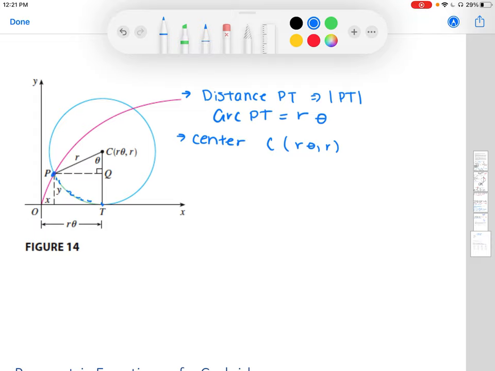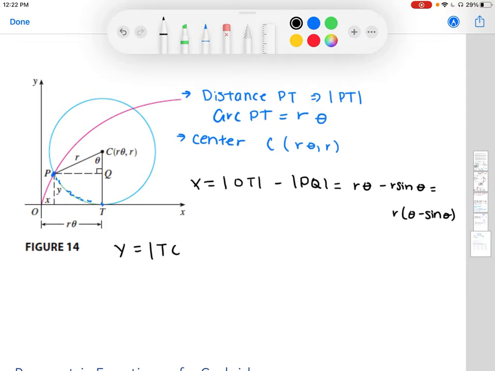So with that, we can label these coordinates, where x is equal to our distance from O to T minus our distance from P to Q. And that will produce r theta minus r sine theta, which will be equal to r times theta minus sine theta. And our y is equal to our distance from T to C minus our distance from Q to C, which is r minus r cosine theta, which is equal to r times 1 minus cosine theta.